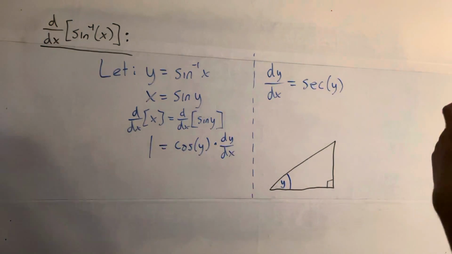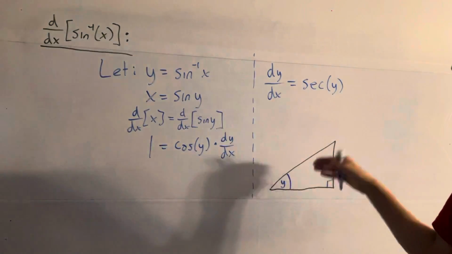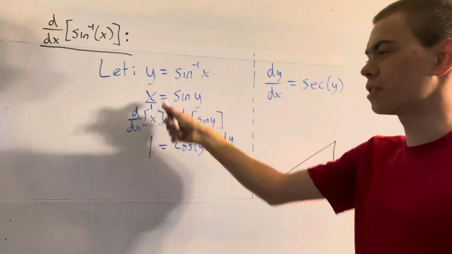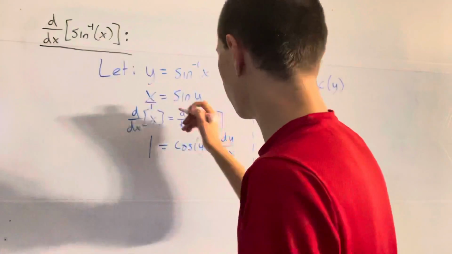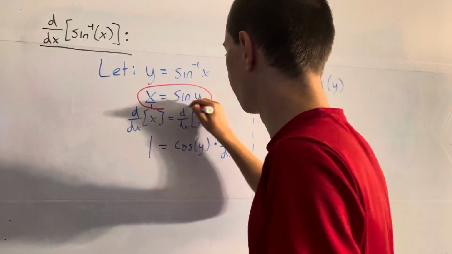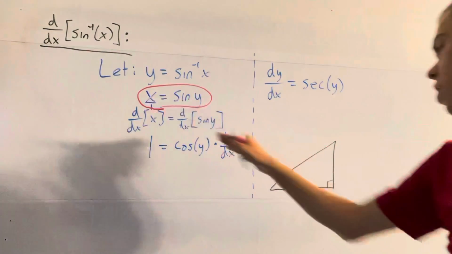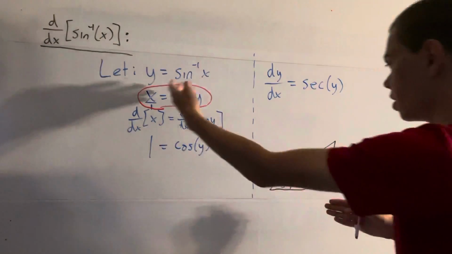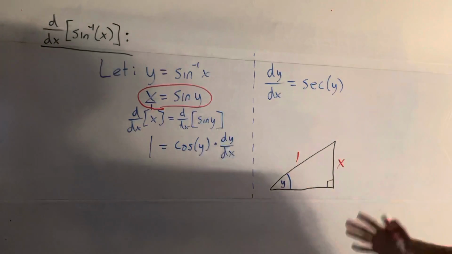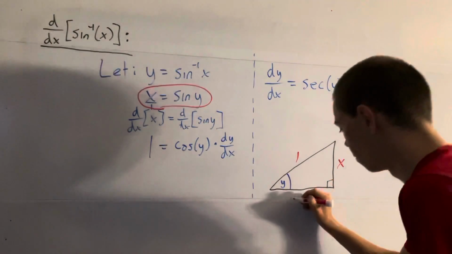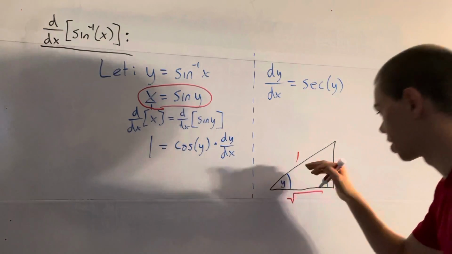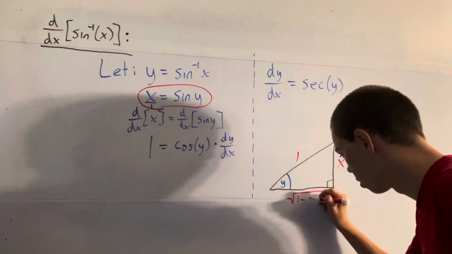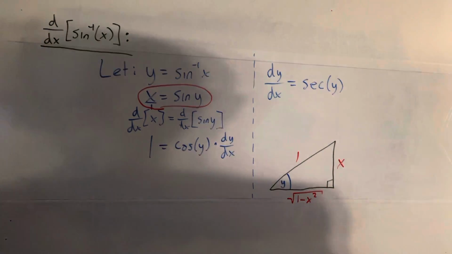Now, we actually know something about this triangle. We know that x over 1 is equal to the sine of y, or sine of y equals x over 1. So we know this idea right here. The sine of y is equal to x over 1. And so we use that idea to figure out those two lengths, right? And so knowing these two lengths, we can now figure out the length of this side. In this case, it's just going to be using the Pythagorean theorem. It's going to be square root of 1 minus x squared. And so that would be that.